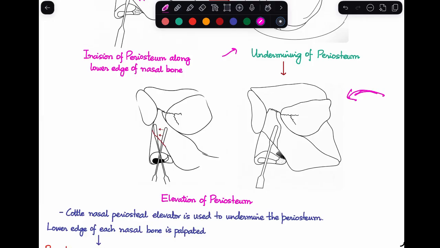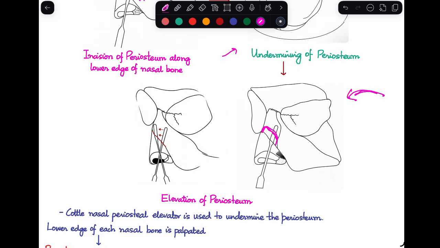Next would be to elevate the periosteum with the help of very simple gentle movements, and we'll make sure to be careful not to end up perforating the periosteal layer. You have to be very careful with the movement of the instrument, because if the instrument slips underneath the nasal bone, you can actually end up dislocating the upper lateral cartilage. If you remember the video where I spoke about the surgical anatomy of the nose in relation to rhinoplasty, I said the cephalic border of the upper lateral cartilage actually lies underneath the nasal bones.